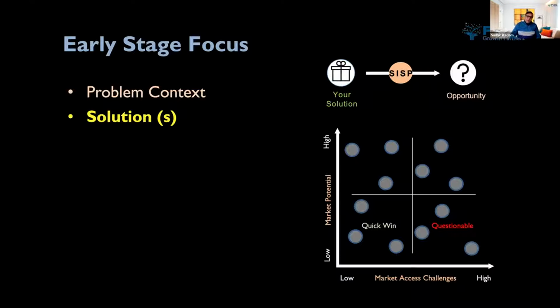If you are picking one with low market access challenges and low market potential, you are basically looking for a quick win. Is it going to be a long-term startup, or a momentary startup? Or you might come across a use case that has a very high market potential, and it's possible for you, through your network or some other means, to reach that market. It's a gold mine for you.